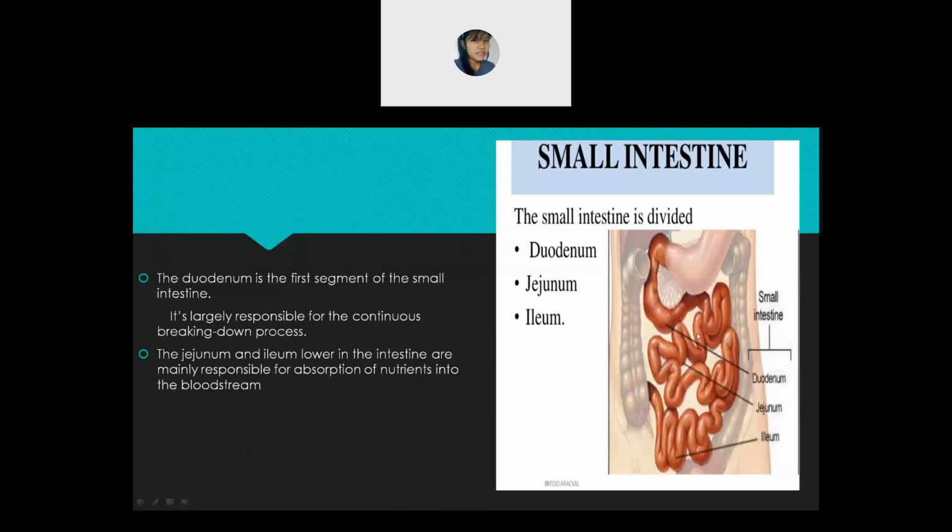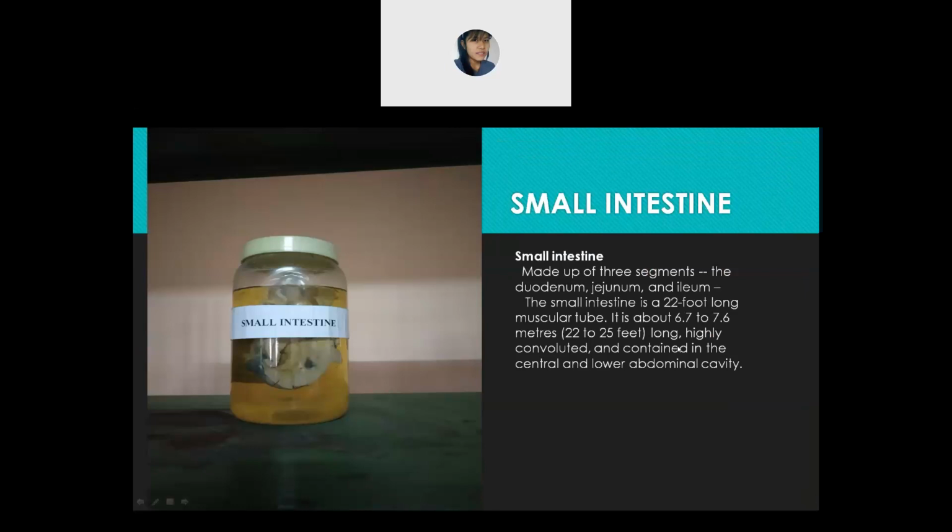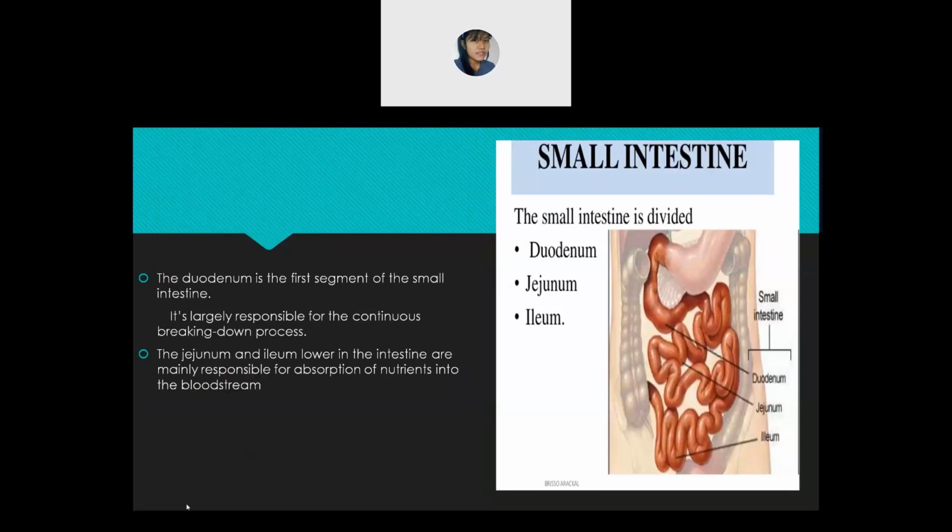The small intestine is a long muscular tube, and the length of the small intestine is 22 feet, and if you convert into meters, it is 6.7 to 7.6 meters, and they are convoluted. Convoluted means twisted. And where are they located? They are located in the central and lower abdominal cavity. Central means located in the center, in the middle, and lower cavity means on the lower side. Okay, are you clear now?